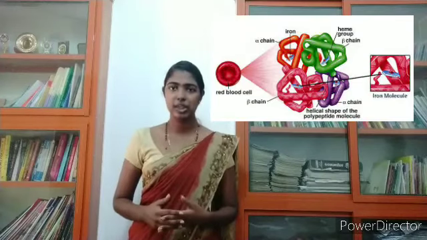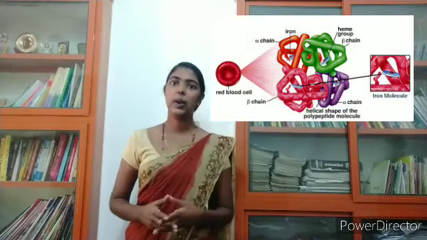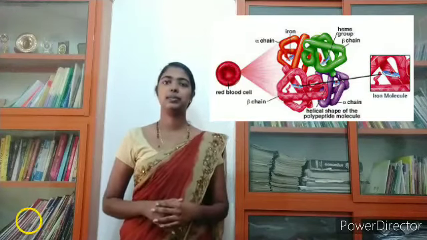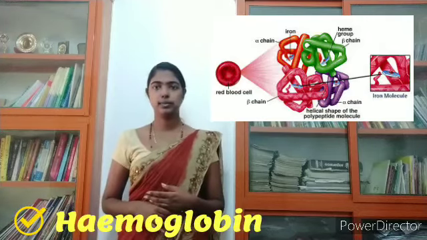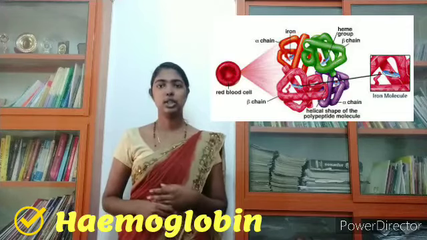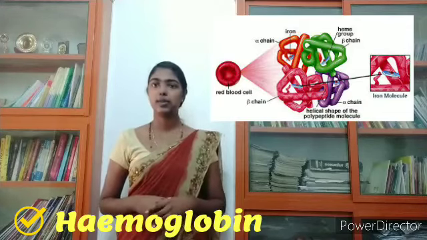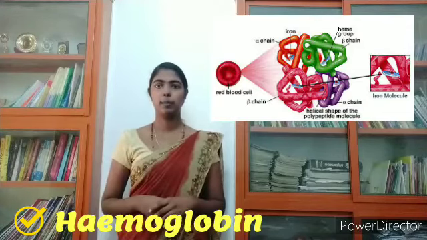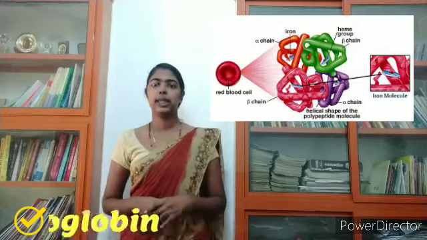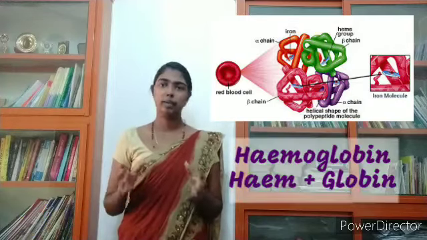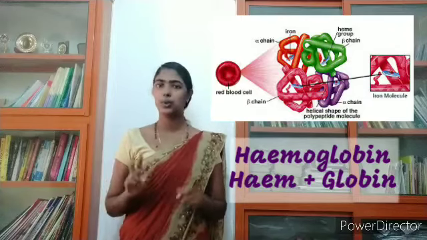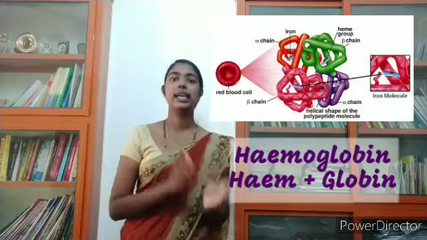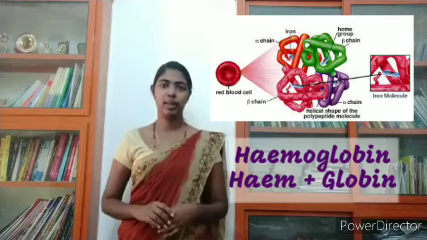Can you see this image? Can you identify the structure? Yes, it is hemoglobin molecule. From this image, can you identify the parts of hemoglobin? Let us take this word hemoglobin and split it into two, that is heme and globin.